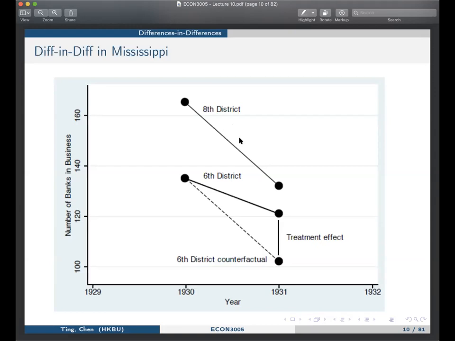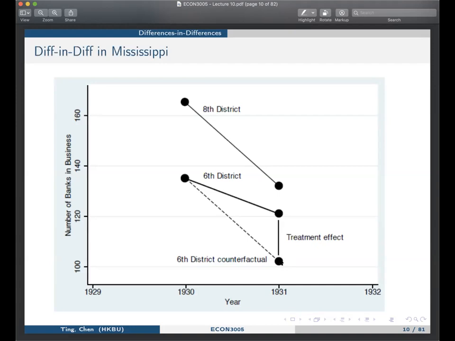Presumably, if we don't have a treatment, everything will be the same for the 6 districts compared to the 8 districts. So we can draw a line. This line will have the same slope as the line for the 8 districts. It's a parallel line here. This long dashed line is the counterfactual change of the number of banks in the 6 districts between 1930 and 1931.